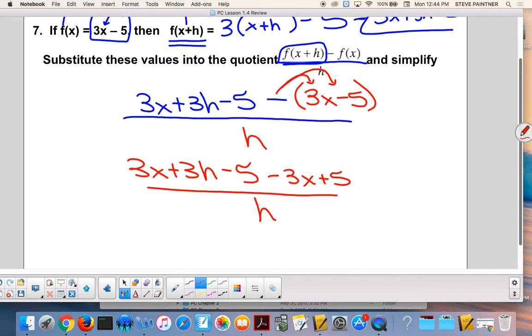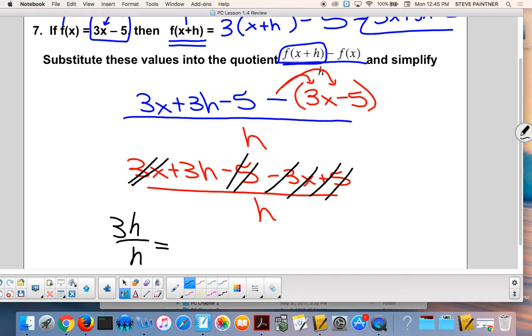What happens on top? Put stuff together. Yeah, put it together, but what happens when you put it together? You cancel. They disappear, don't they? Okay, it's 3x with a minus 3x. A 5, take away a 5, what's left? 3h over h. Well, you know, when you have multiplication, anything that looks the same can cancel out.